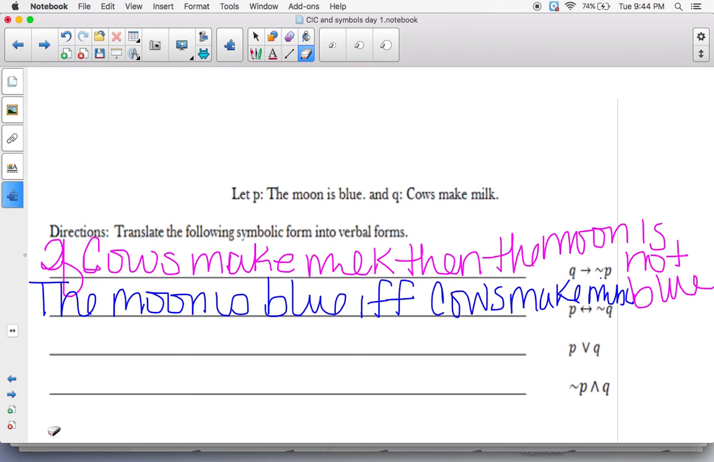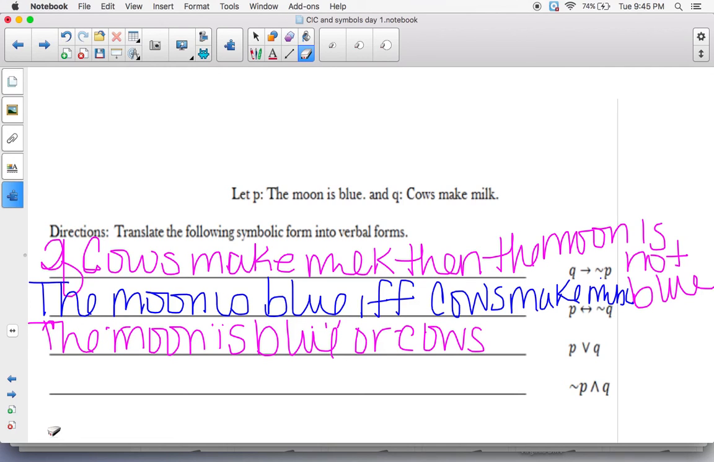The next one has an or statement in it. So we are going to do cows make milk, or, I'm sorry, I read it backwards. It's P arrow Q. So, the moon is blue, or cows make milk.